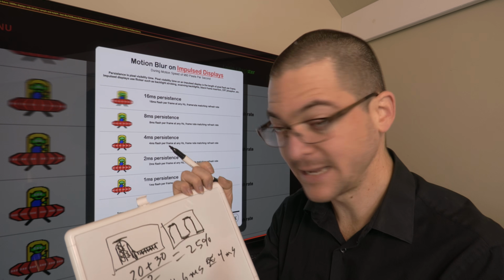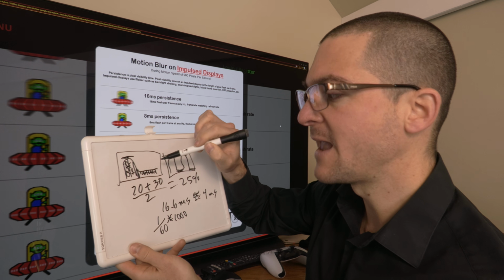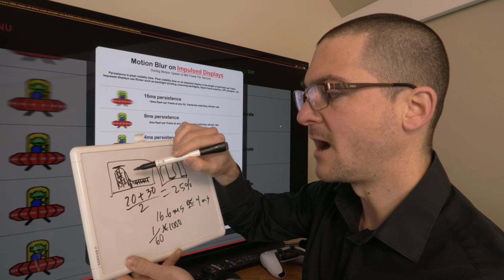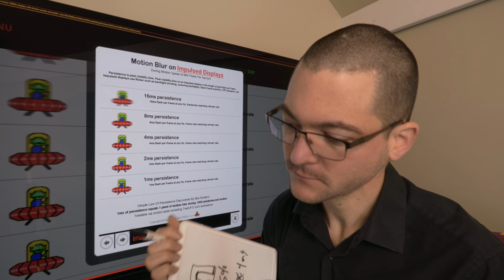I believe that what is improving the motion clarity is that we have 2 of these 10 flashes, 2 or 3, that are significantly brighter than the rest of them.